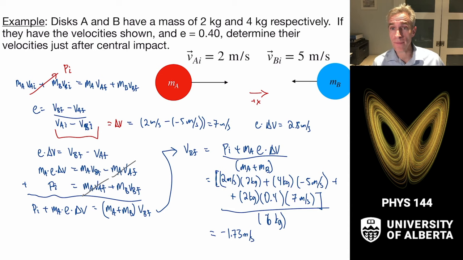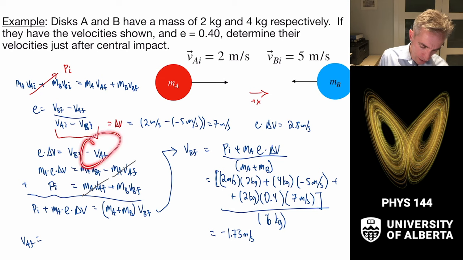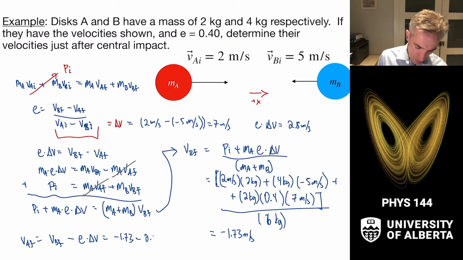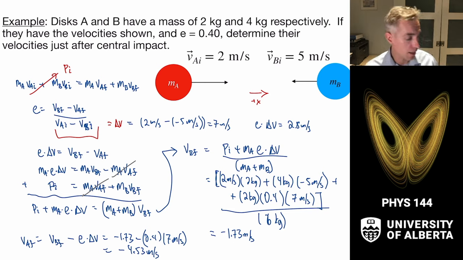So we figured out how fast B is moving using this coefficient of restitution relationship. Then VA final, from the coefficient of restitution relation, is equal to VB final minus the coefficient times delta V, which is minus 1.73 minus 0.4 times 7 meters per second. That's equal to minus 4.53 meters per second. You might not have seen how to use coefficients of restitution to solve a physics problem like that, but it's really quite a nifty thing if the coefficient of restitution is given to us.